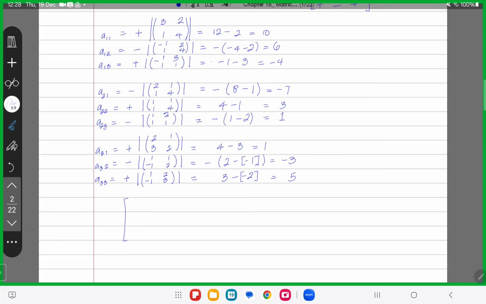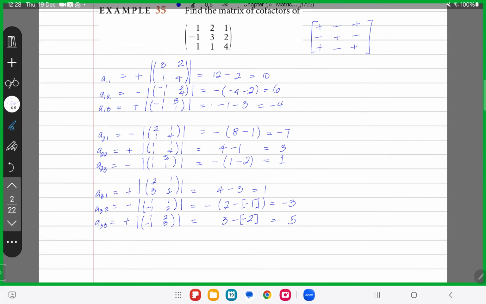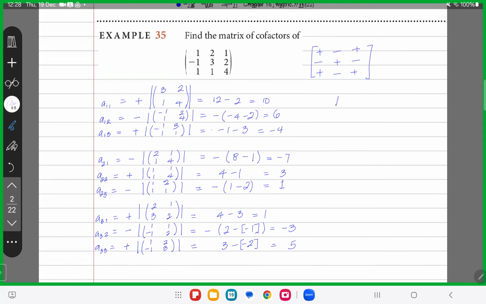our matrix of cofactor elements would be 10, 6, minus 4, minus 7, 3, 1, and 1, minus 3, 5.